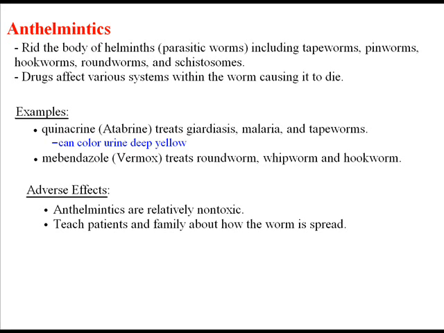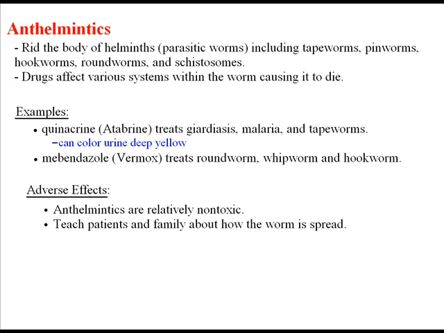Examples, I have two here. One is quinacrine. This is used to treat giardiasis, malaria, and tapeworms. One thing you're going to want to watch for with this drug, it's just a common side effect, so let your patient know, is that it can color the urine a deep yellow. So if they're on this drug, they shouldn't be alarmed if they get deep yellow urine.